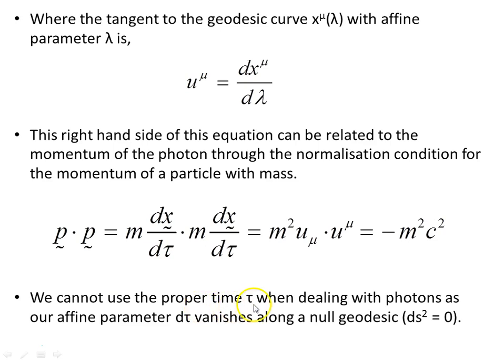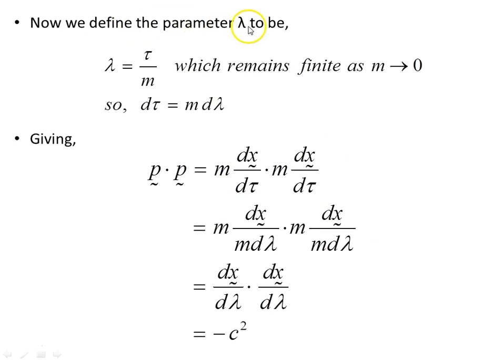Now we cannot use the proper time τ when dealing with photons as our affine parameter, as τ vanishes along a null geodesic, that is, ds squared is 0 along null geodesics. And so now we define the parameter λ to be τ on m, which remains finite as m approaches 0, in the limit as m goes to 0, so that dτ equals m dλ still remains defined. And so what we do now is take the inner product p dot p with this object here, the familiar form of momentum, but this time we replace dτ with m dλ, and we get dx/dλ dot dx/dλ is minus c squared.